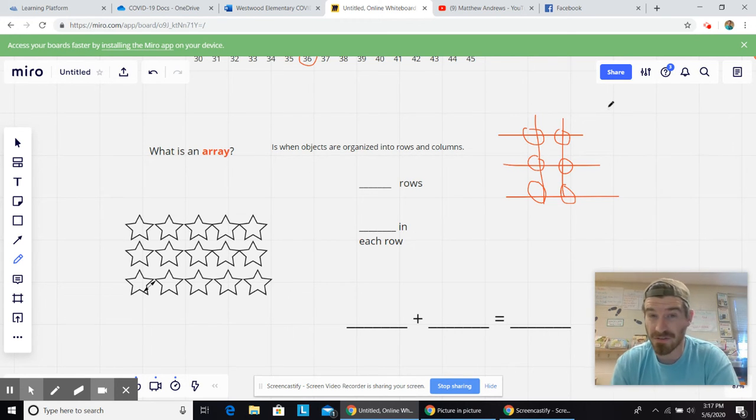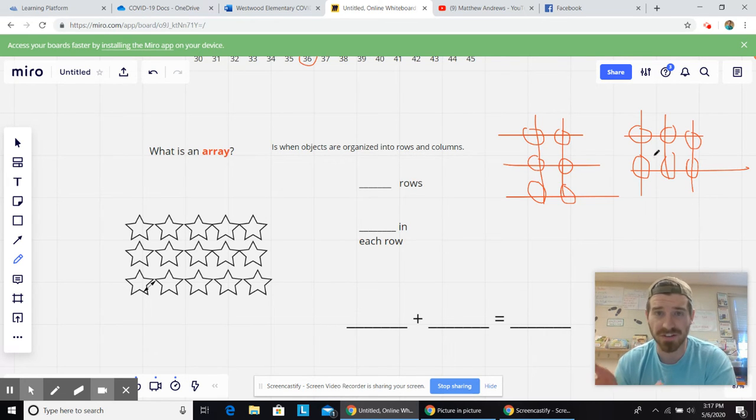But if I said to do 2 rows and 3 columns, it would look like this. 1, 2, those are our 2 rows, and then those 3 columns. So 2 rows, 3 columns. Now, it's not as big of a deal right now in 2nd grade. It's just I wanted you to see that there is a difference. So an array is when objects are put into rows and columns.